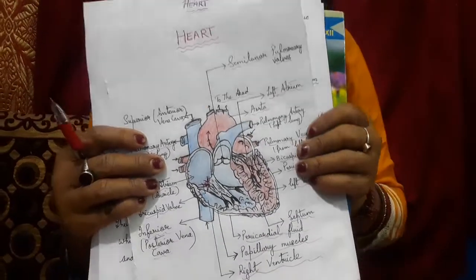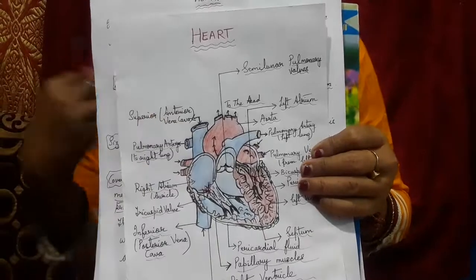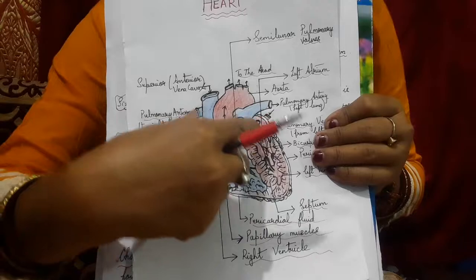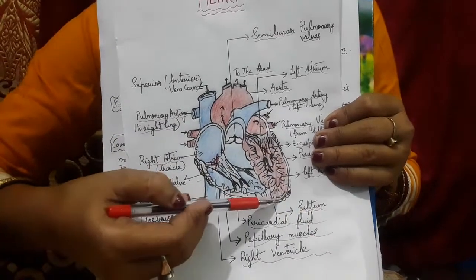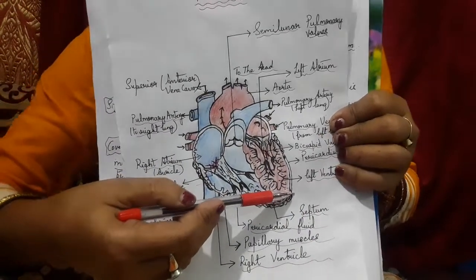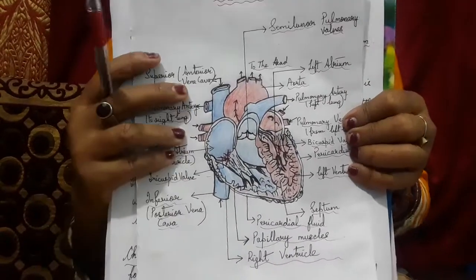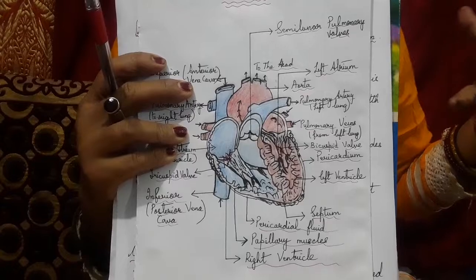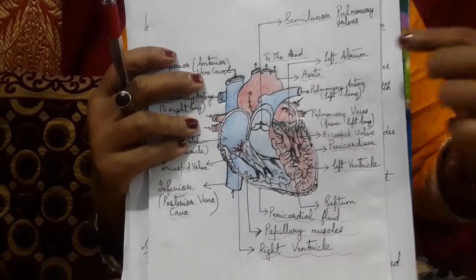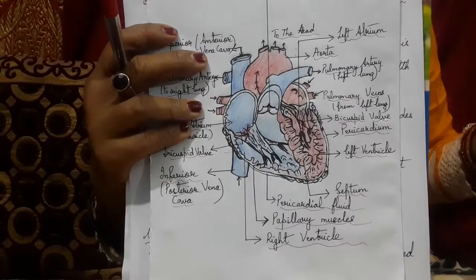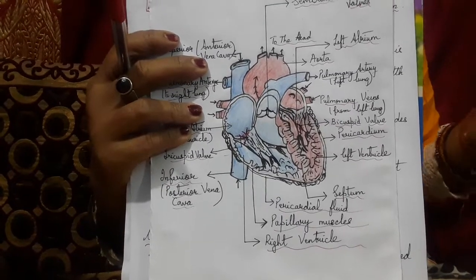Where is it located? It is located in the center, in between the lungs. Since the triangular portion, the apex portion, is slightly towards the left, we often say that the heart is located towards the left. Actually, it is not so. How is it protected? It is protected by the rib cage, which also protects the lungs.